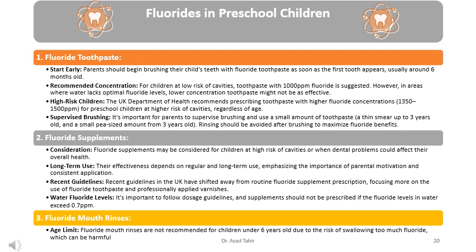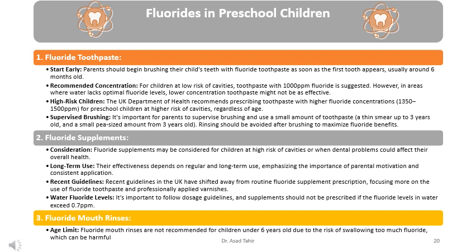1. Fluoride toothpaste. Start early. Parents should begin brushing their child's teeth with fluoride toothpaste as soon as the first tooth appears, usually around 6 months old. Recommended concentration. For children at low risk of cavities, paste with 1000 ppm fluoride is suggested. However, in areas where water lacks optimal fluoride levels, lower concentration toothpaste might not be as effective.